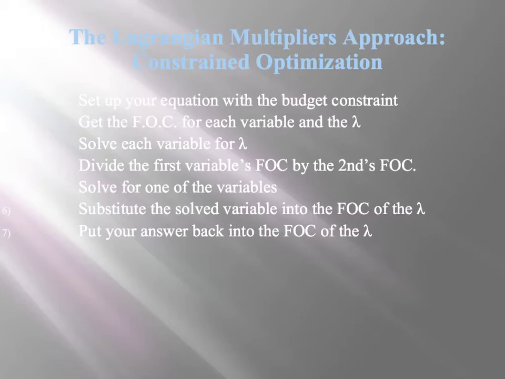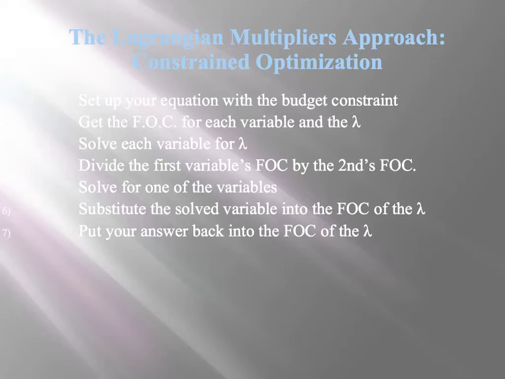What I have done is I've given you basically a 7-step approach, if you want a little cheat sheet or way to remember how to do the Lagrangian approach. These are the 7 steps in front of you. So this is the Lagrangian multipliers approach to constrained optimization.